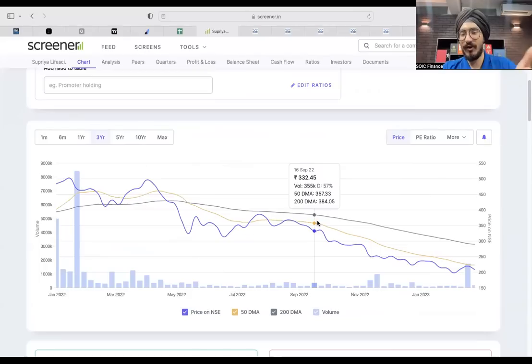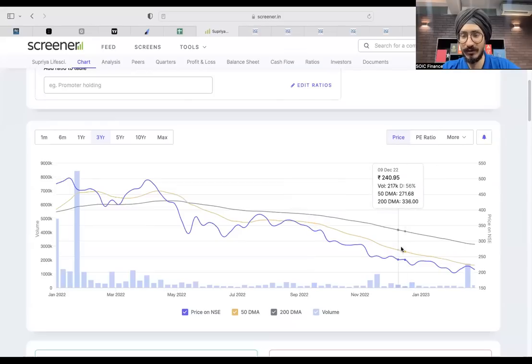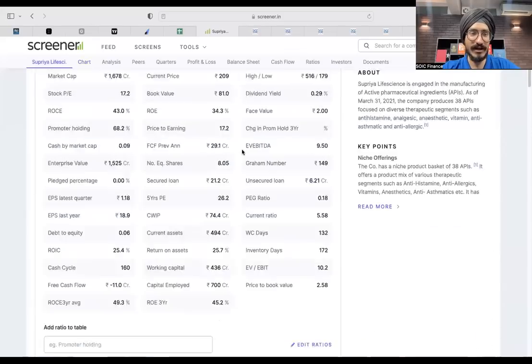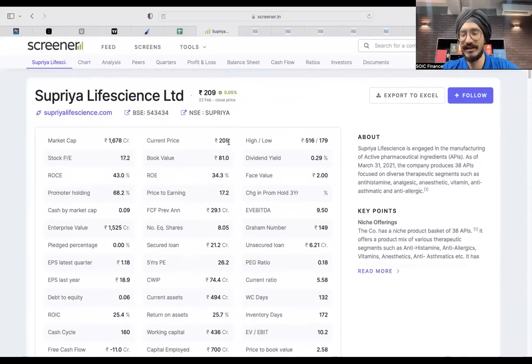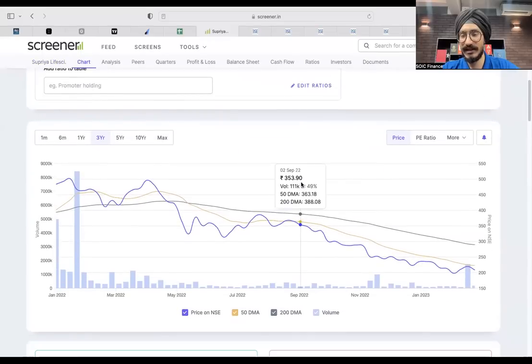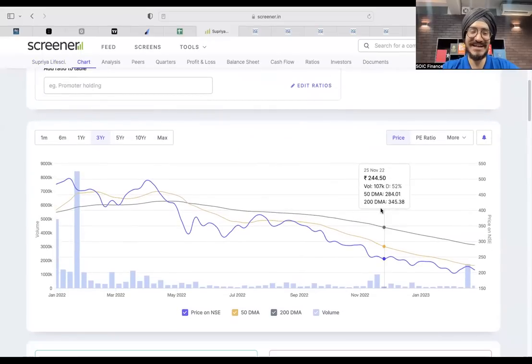This is why a falling knife can become a falling sword. Suppose you were averaging down at 385, then to 332, then 240. What is the price today? I don't even know what it has fallen to. 209 rupees. Right? So listing से ही stage 4 में हो. Right? So listing से कुछ stage लगे, सीधा stage 4 में ही listing से.